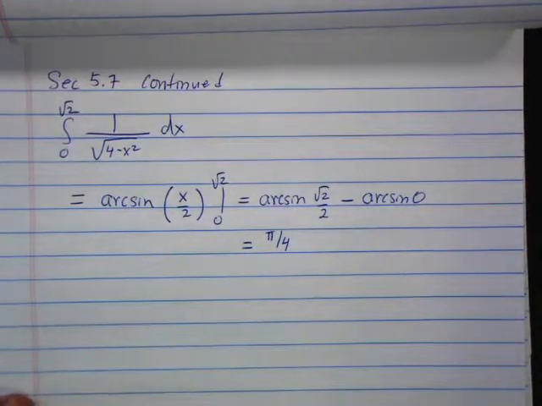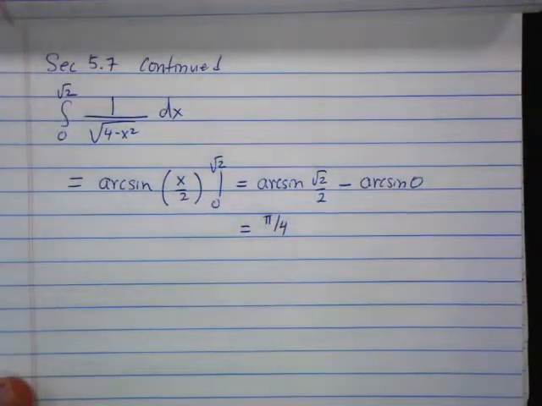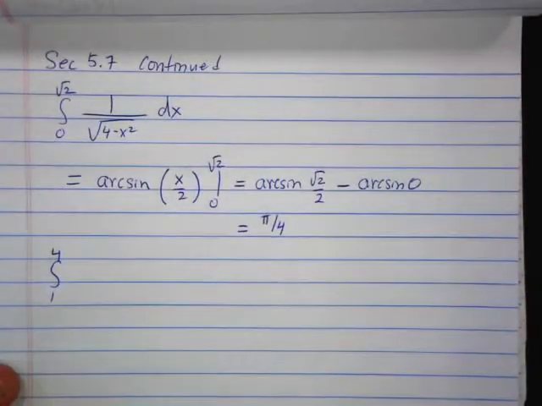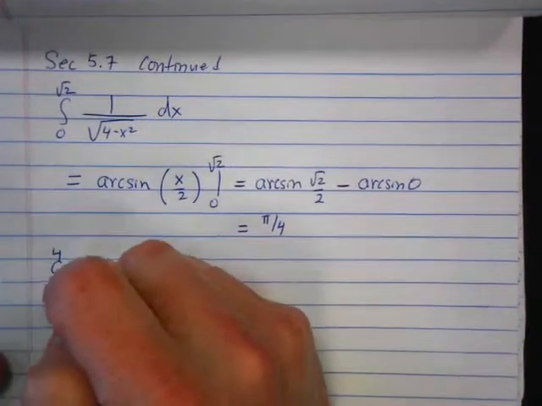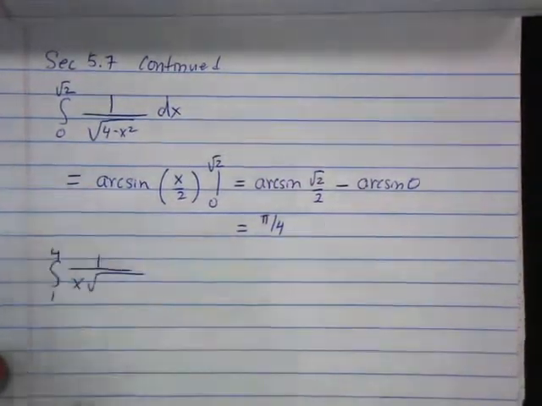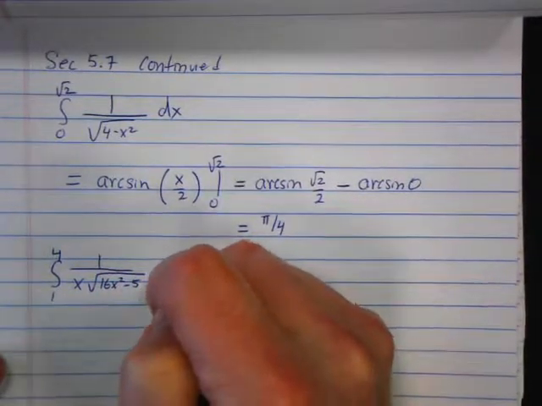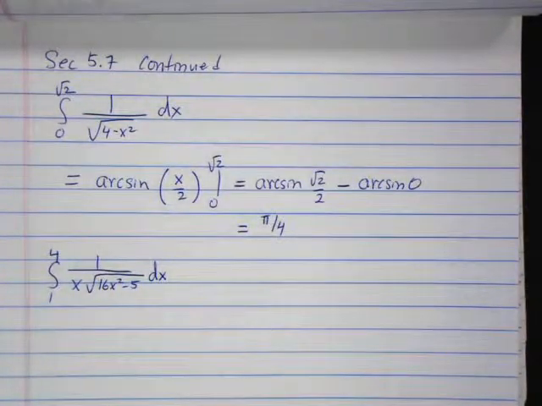Alright, so that one wasn't so bad. It must get worse, right? How about the integral from 1 to 4 of 1 over x times the square root of 16x squared minus 5 dx. Does that one fit into one of our inverse trig patterns? Yes, it does. It fits into arc secant almost.